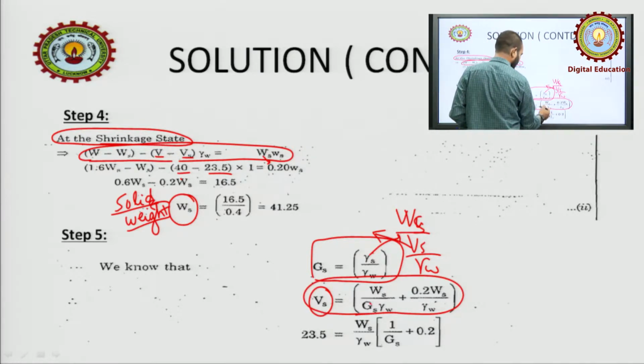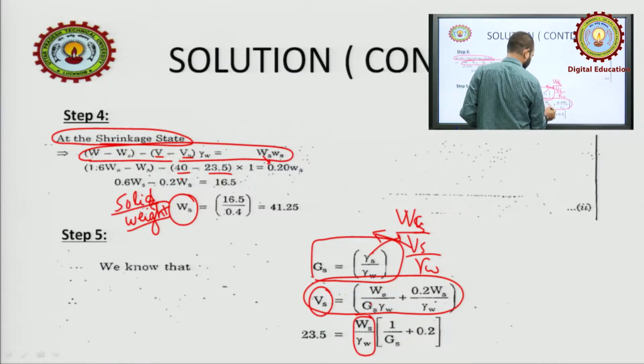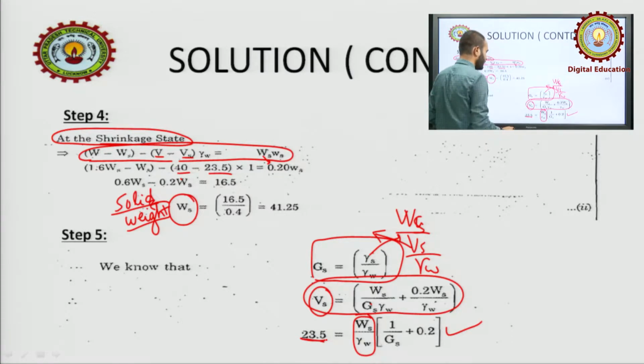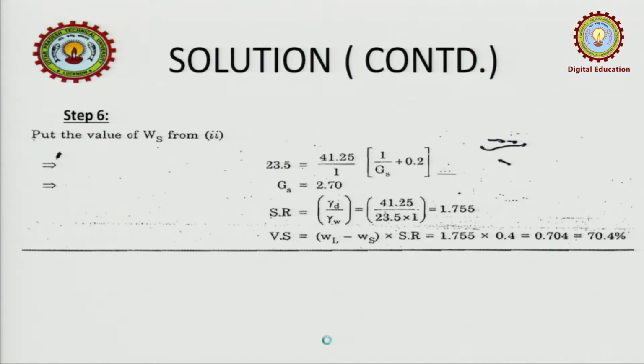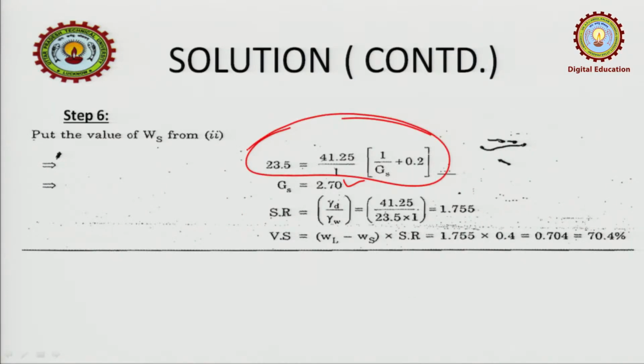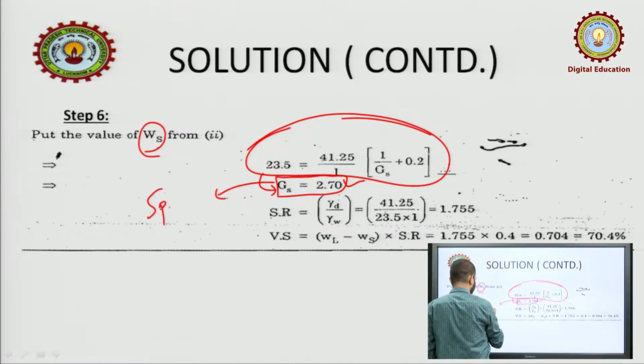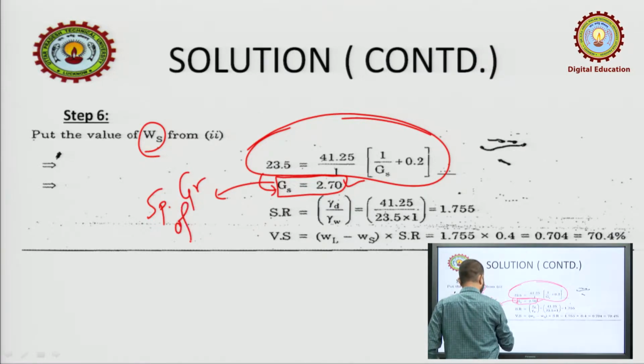Taking Ws upon gamma W common from both of them, we get this one. Vs we have already calculated. So just put the value of Ws in that equation, and Gs is this much, so we get the value. From this equation, after putting the value of Ws, what do we get? The value of Gs to be 2.7. What is Gs? It is the specific gravity of soil solids.